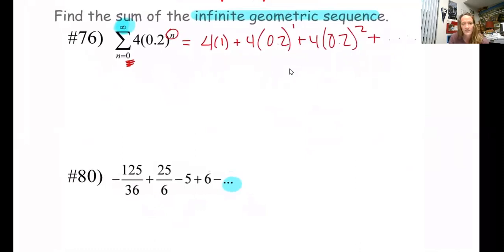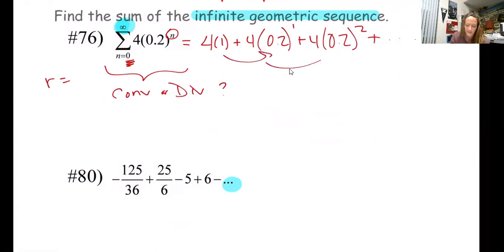So I can't literally put this in my calculator and add it. But what I can do is say, hold on, does this infinite sum exist? Is it convergent or is it divergent? How do I know that? I have to look at my common ratio. What are you multiplying every time?